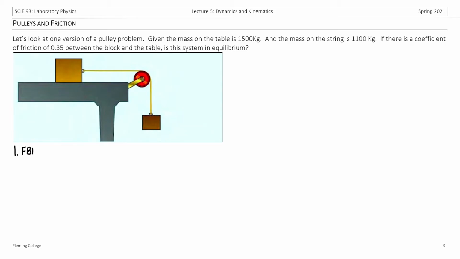Let's begin with our free body diagrams. I'm going to call the block on the string block B and the block on the table block A. And we'll begin with block B this time. So we have our block. It will have a weight and it will have the force of tension from the string that connects it to block A. And block B is done.